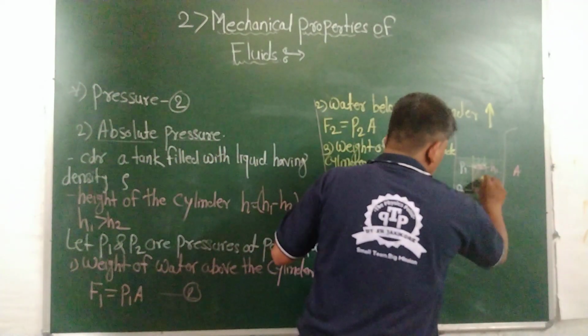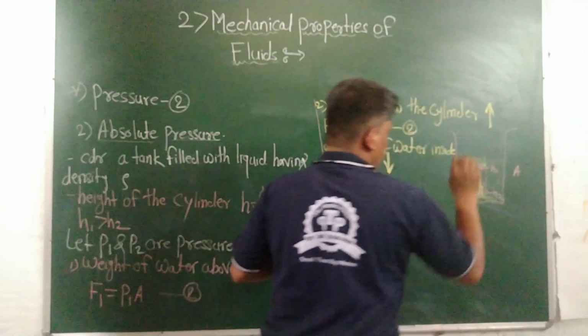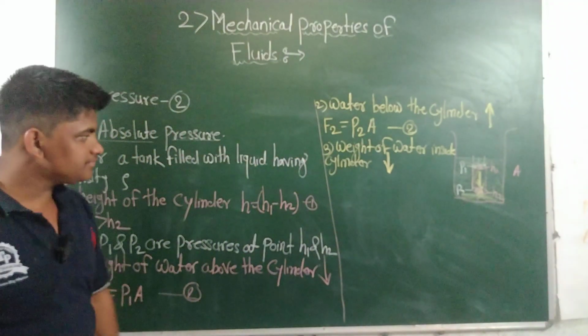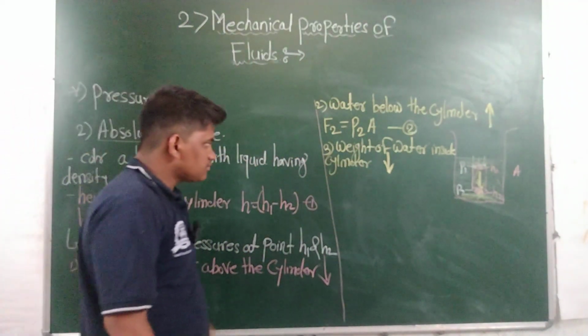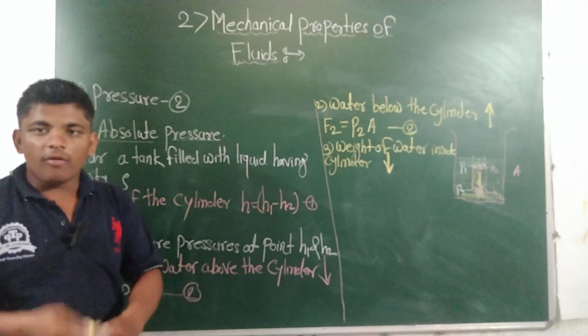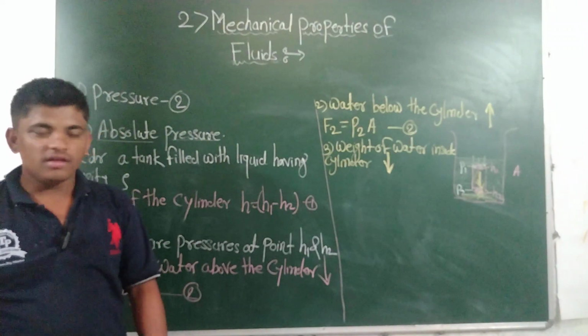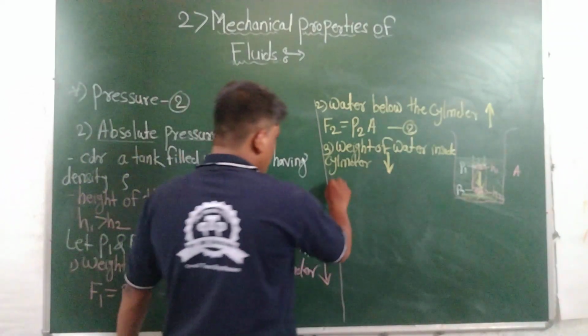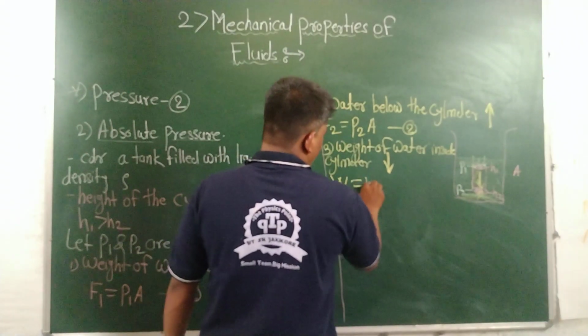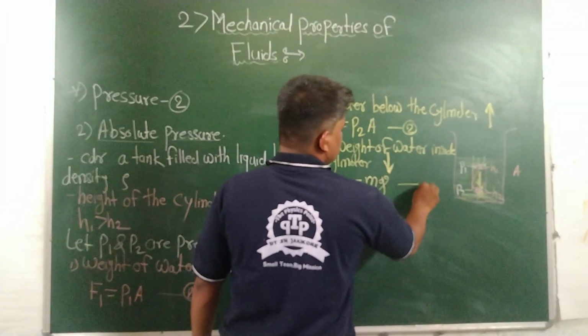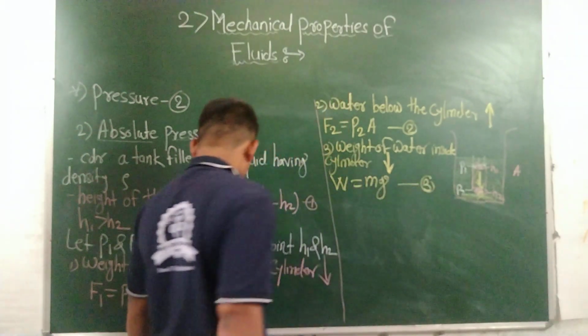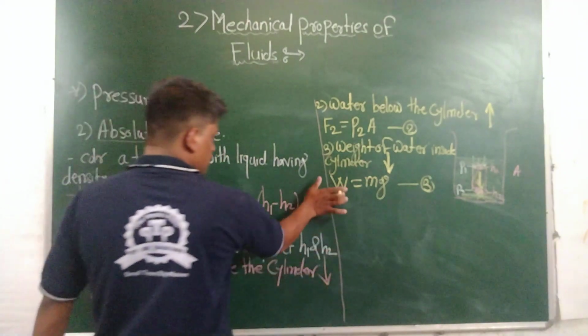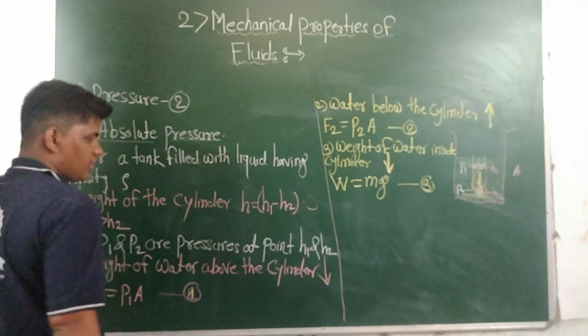The liquid inside is a force acting in the downward direction. The weight of that liquid is always downward. That means weight W is equal to M into G. This is equation number 3. I will call it here, and just forget that this is equation number 1.